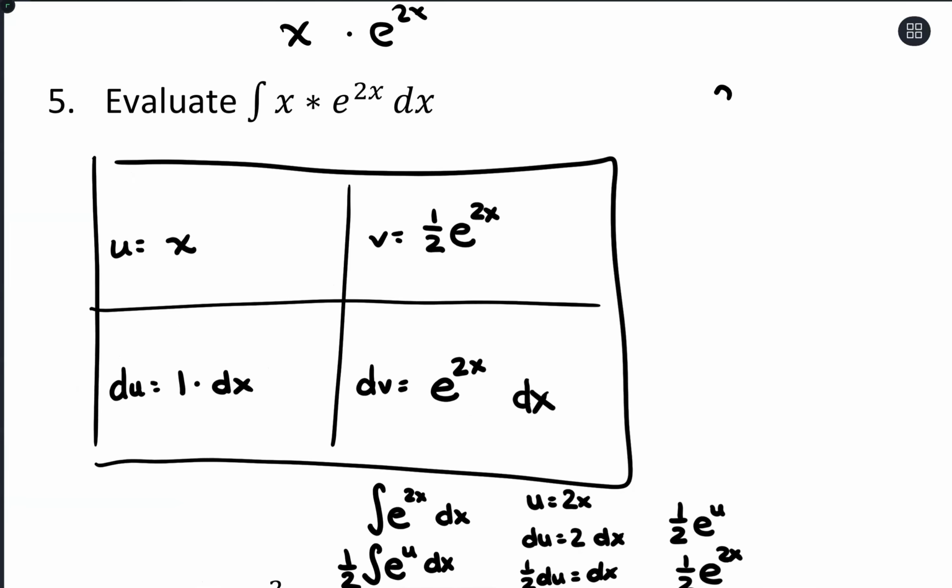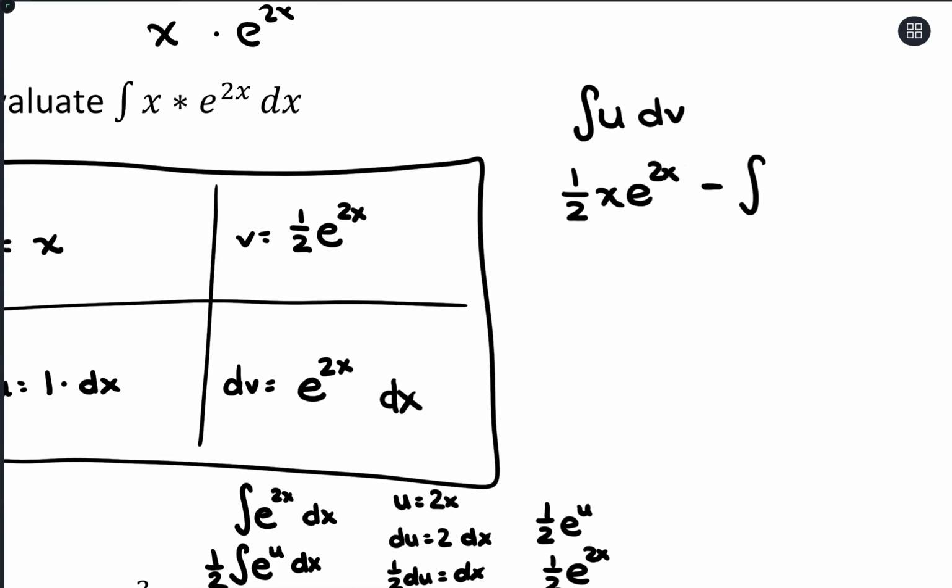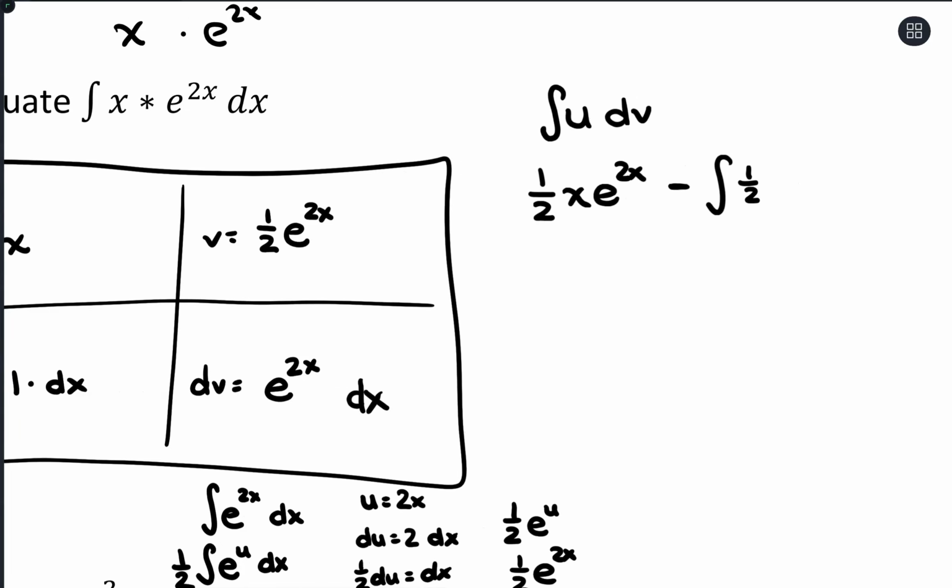Okay, so if we're taking the antiderivative of u dv, we're going to have u times v, so x times 1/2 e to the 2x, sorry. So 1/2 x times e to the 2x minus the antiderivative of v du. So we're going to have a 1/2 e to the 2x dx.